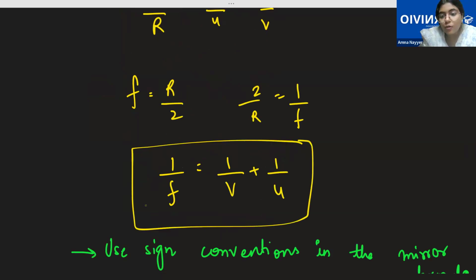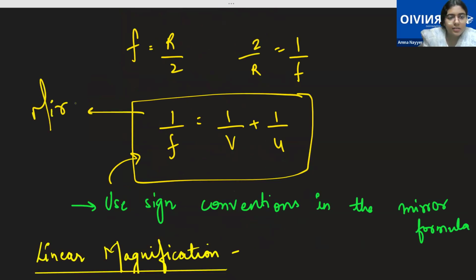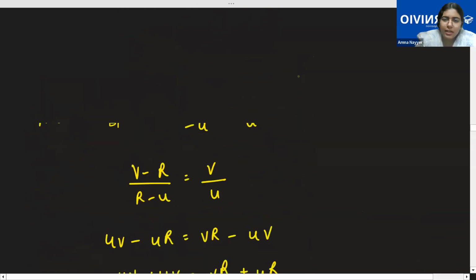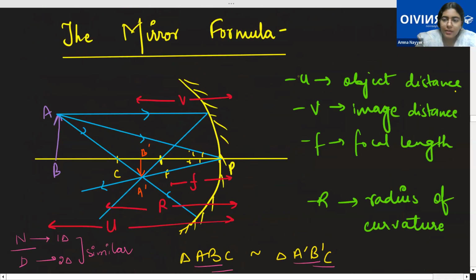Now remember, you have to put in the sign convention for this. Use sign conventions in the mirror formula. This formula is known as the mirror formula. F is the focus, V is the image distance, U is the object distance. Got it, all of you, this derivation? Yes, ma'am. Okay. Write it, and if at any step you face trouble, please let me know. Let us try to complete this topic today. Please write it from your class.